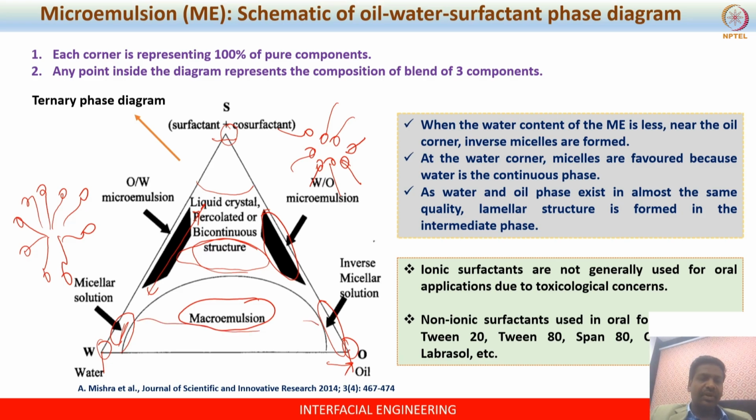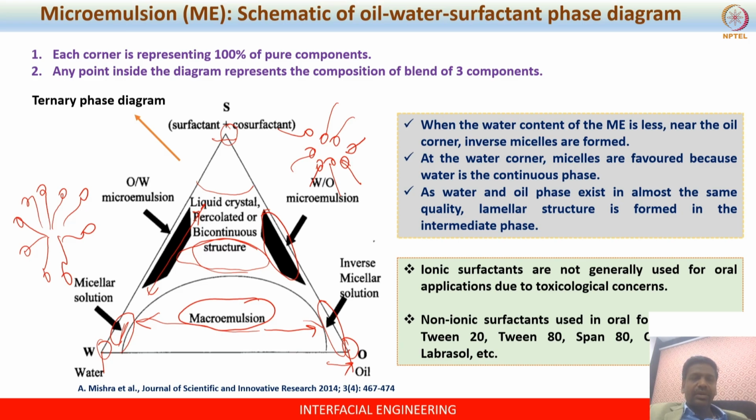This region doesn't favor microemulsion at all, because it doesn't belong to the ultra-low interfacial tension zone. Microemulsion will be favored only when we are hitting the ultra-low interfacial tension zone. Otherwise, one would not get a microemulsion, or you can say that the emulsion droplets will not be in the size range between 10 to 100 nanometers.